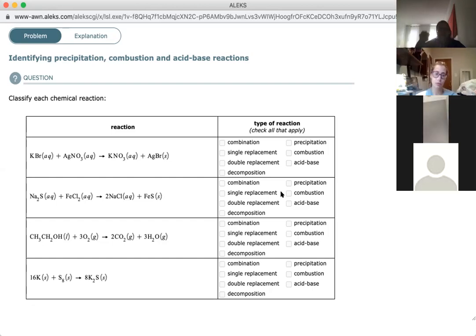Decomposition would be the opposite. If I just wrote the arrow in the opposite direction, K2S gave you K plus S, that would be decomposition.